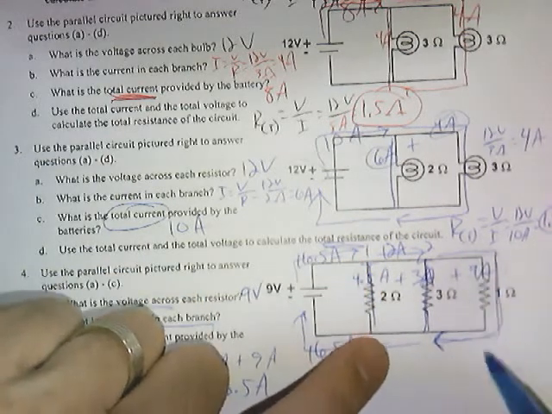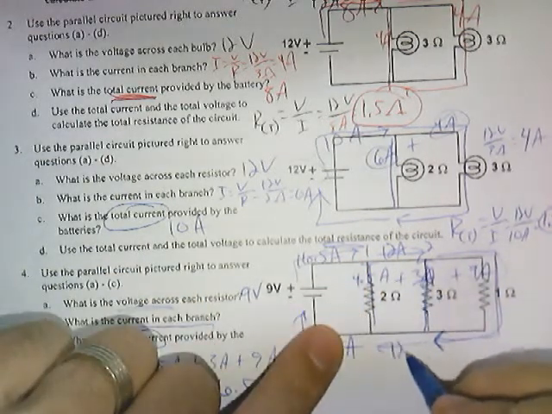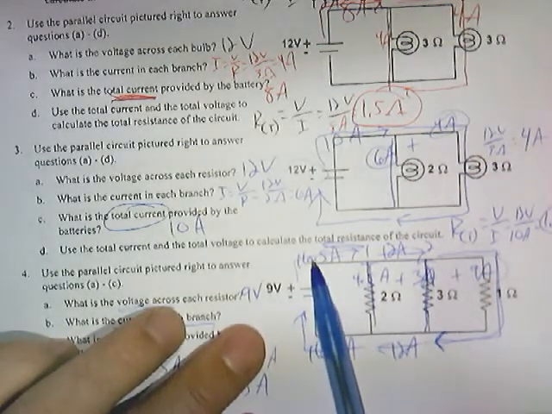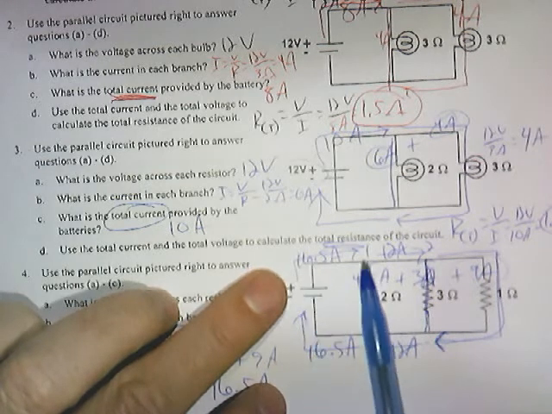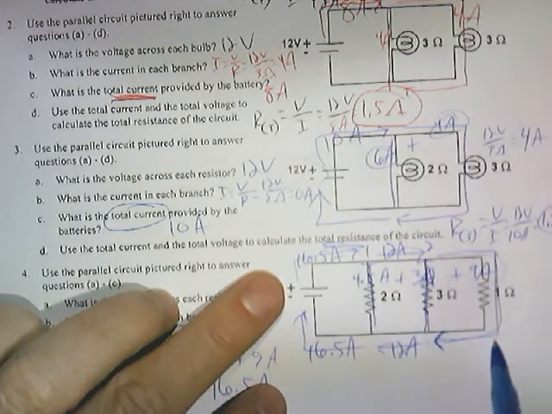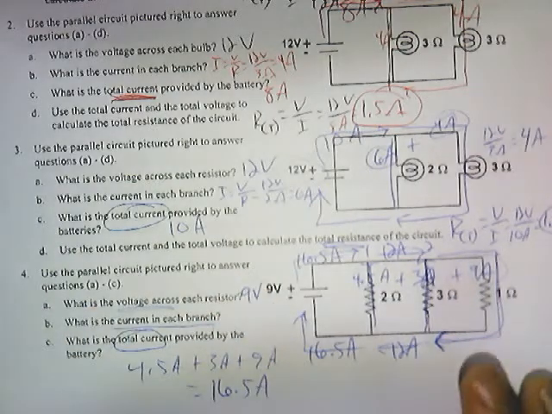And when this 9 amps comes back and picks up these 3 amps here, it's going to have 12 amps here. So I can ask you all these questions. What is your total current? Total current, 16.5 amps. What is the amount of current between branches 1 and 2? Well, it's 12 amps. And lastly, the third branch gets 9 amps of current.